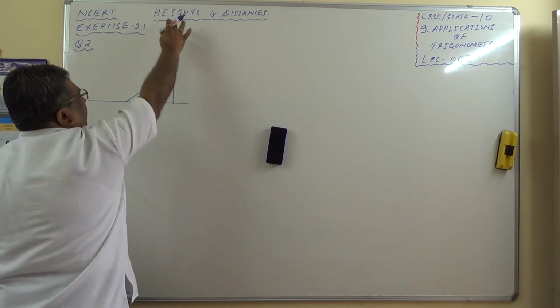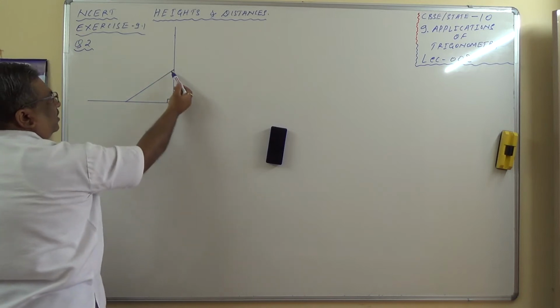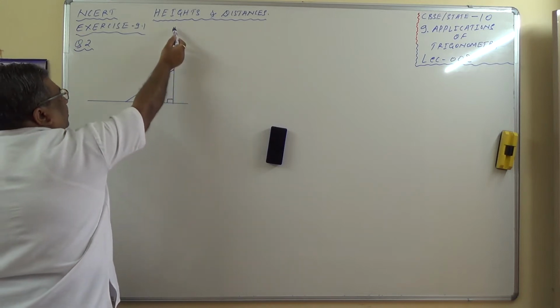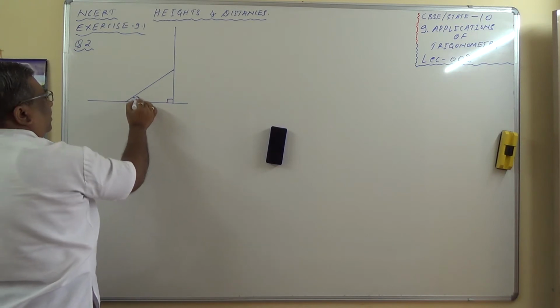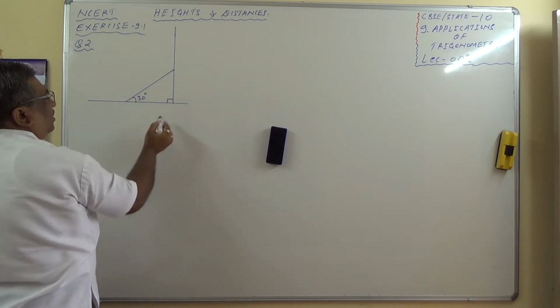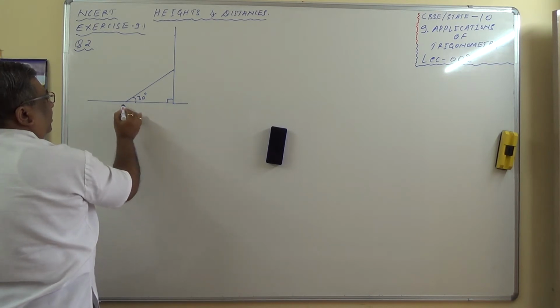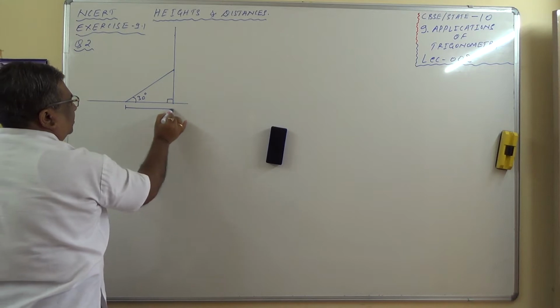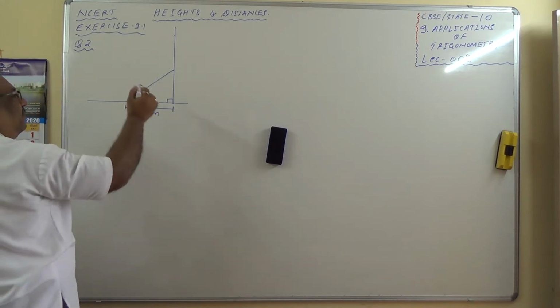So from here to here this is the tree, and it is broken at this point, and the top of the tree touches the ground, making an angle of 30 degrees, and the distance between the base of the tree and the top of the tree after touching, this distance, is 8 meter. Now we need to find out the height of the tree.